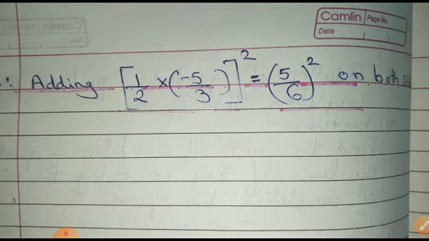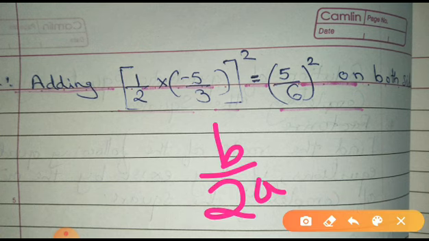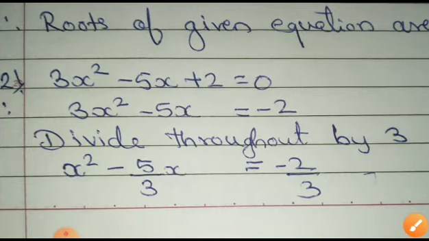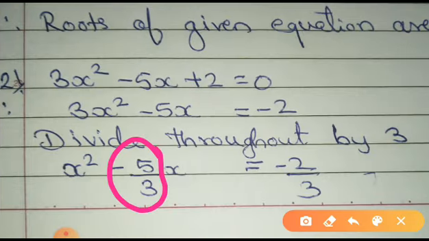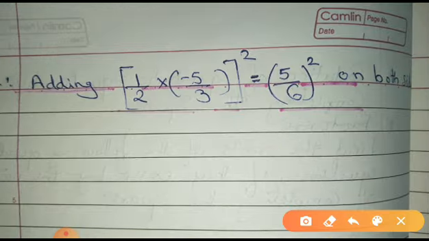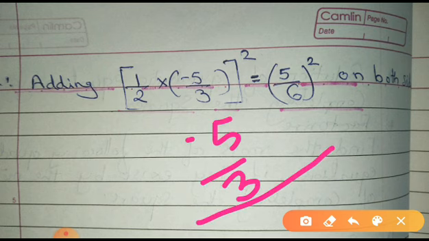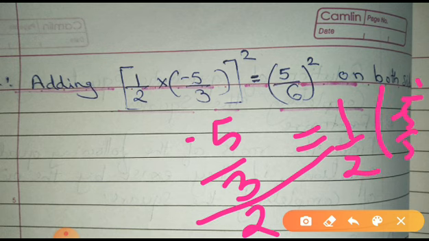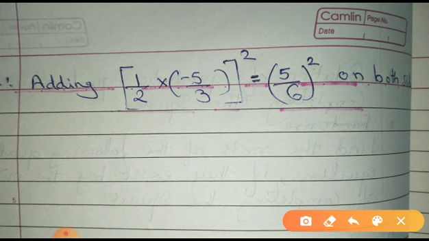Next is what? I have to add b by 2a. So what is the value of b I am having here? Your b is minus 5 by 3. A is equal to 1 itself, so no problem. So what should be added? It is b, minus 5 by 3, divided by 2. That means it is the same as 1 by 2 into minus 5 by 3, so that is what I have written here. What should be added is 1 by 2 into minus 5 by 3, bracket square.